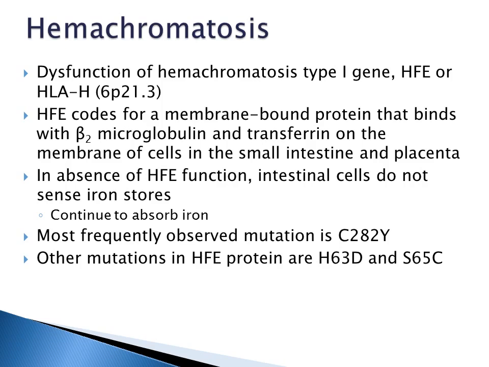In the absence of the HFE gene function, intestinal cells don't sense iron stores and continue to absorb iron into an overloaded state. So most frequently, the observed mutation is a C to Y change at amino acid position 282. This mutation is present in 10% of the white population and is detected using PCR RFLP methodologies. Other mutations also occur in the HFE protein. We have an H to D mutation at position 63 and an S to C at position 65.